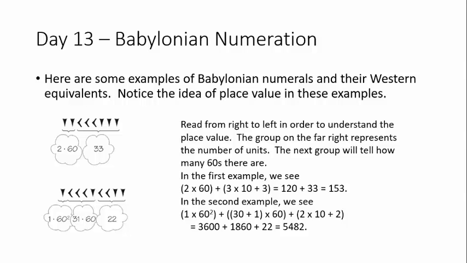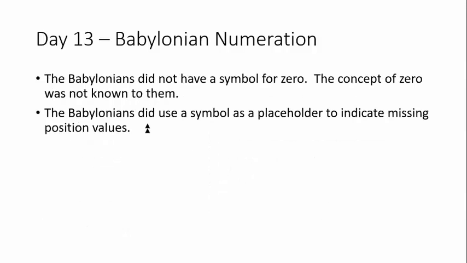You may want to pause the video and study the slide some more, or go back at a later time. The Babylonians did not have a symbol for 0 either. The concept of 0 came later. The Babylonians did use a symbol as a placeholder to indicate a missing position. And it looked like 1 triangle on top of another. So if you saw that symbol, you need to pass over that particular place value.